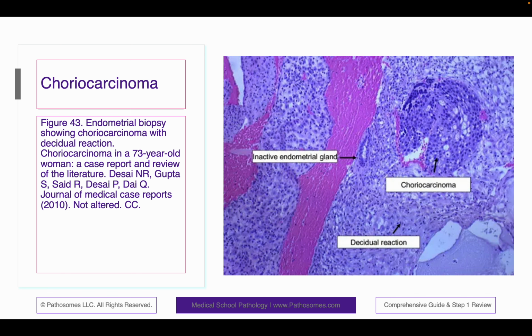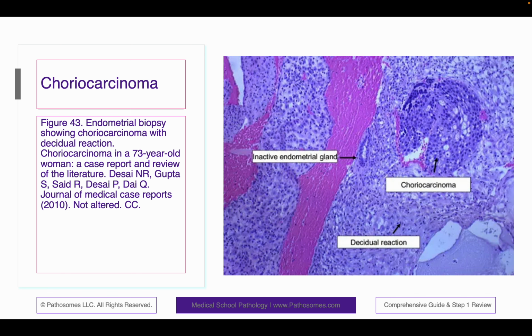Here we can see an endometrial biopsy showcasing a choriocarcinoma with a decidual reaction. This was actually from a 73-year-old female, right? You can see the inactive endometrial gland there. Would you say that's in the proliferative phase? Well circumscribed, circular, right?